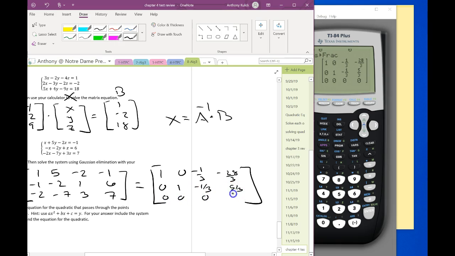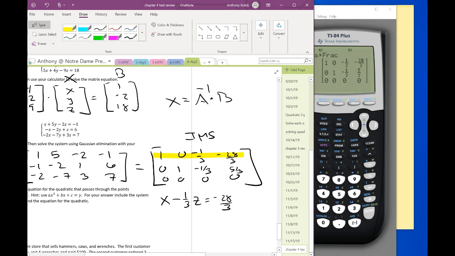Because the last row is just zeros. What that last row is basically saying is 0 equals 0, right? 0x plus 0y plus 0z is equal to 0. That's infinitely many solutions. So let's write the general solution for this. If I use the first row, that's going to give me the equation x minus 1/3 z is equal to negative 28 over 3. Everybody okay with that?